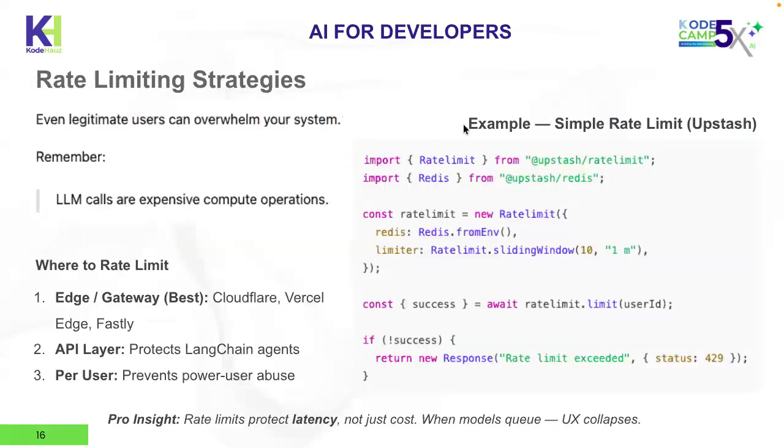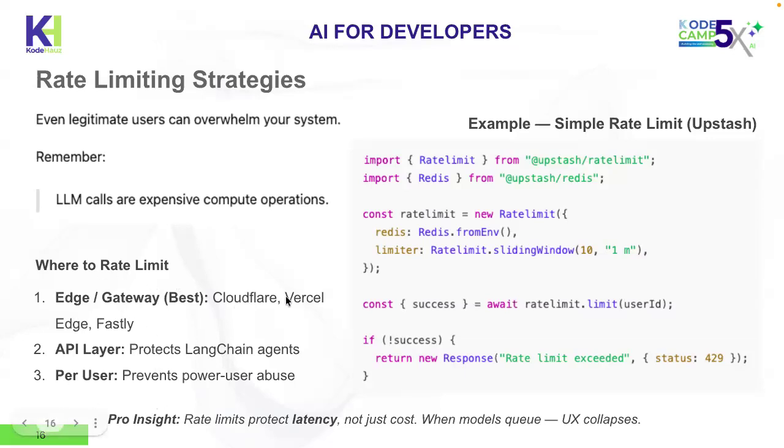So you have rate limiting strategies that you can use as well. Even legitimate users can overwhelm your system, so you have to do rate limiting, because LLM calls are expensive compute operations. They cost you money, but they also cost in time, the time it takes to carry out the call. So it's not only going to affect your pocket, it's also going to slow down your service, your server, your endpoint, your backend, whatever. So you have to do rate limiting.